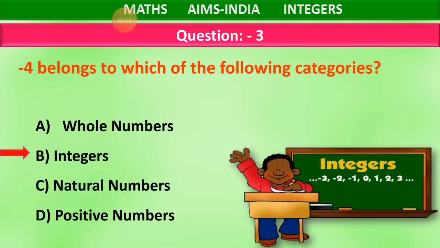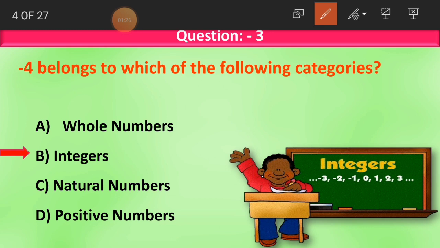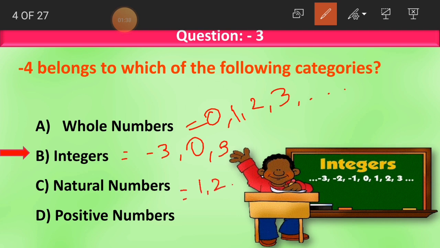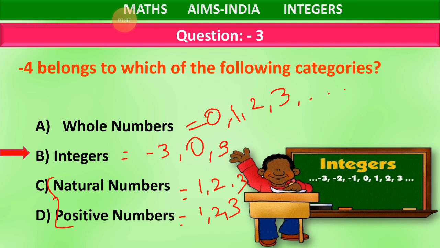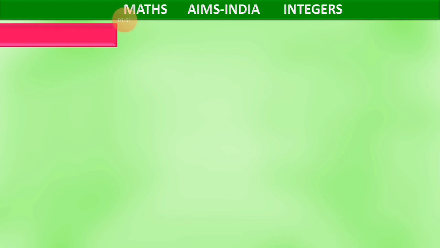Yes, option B. Integers. Whole numbers consist of what? Whole numbers consist of positive numbers starting from 0. Integers have negative numbers, 0 and then positive numbers. Natural numbers start from 1, 2, 3. Positive numbers and natural numbers are the same. They are also 1, 2, 3 and so on. So -4 here belongs to the integers category.